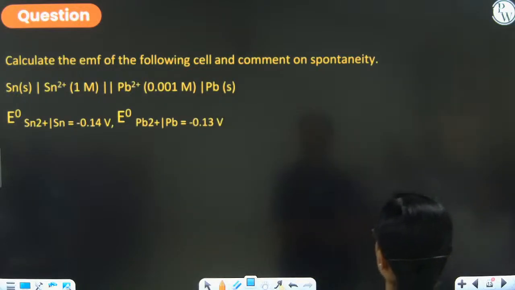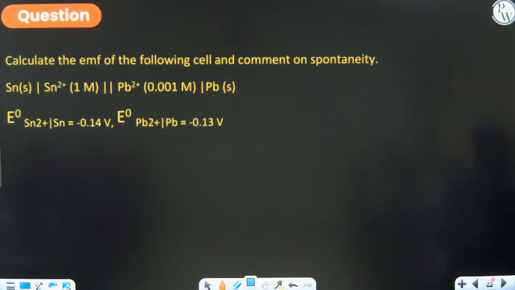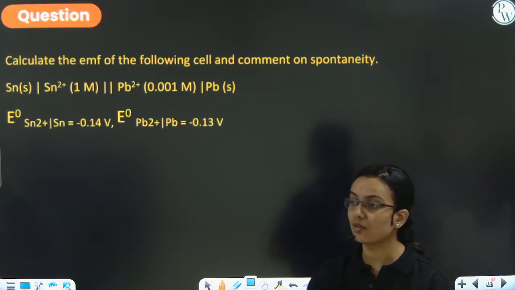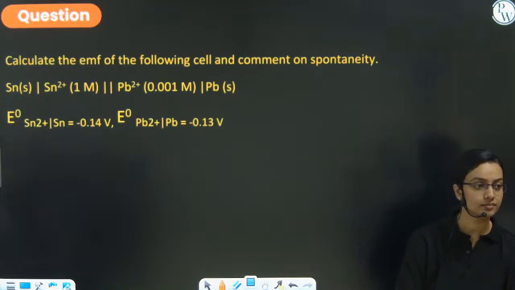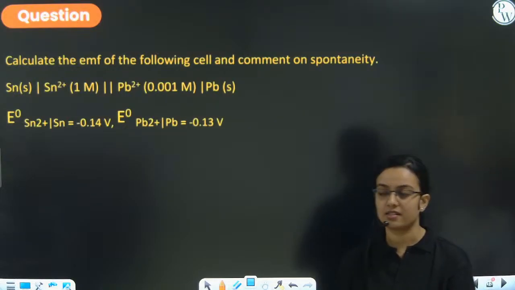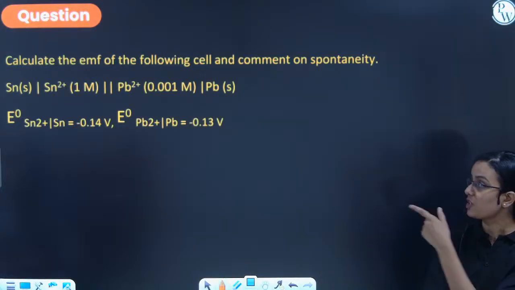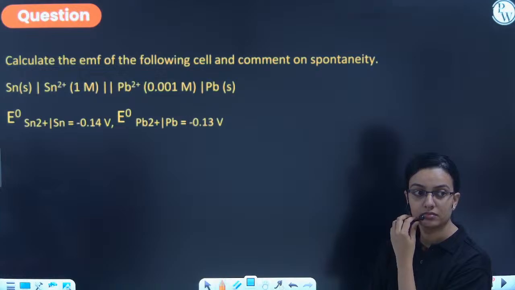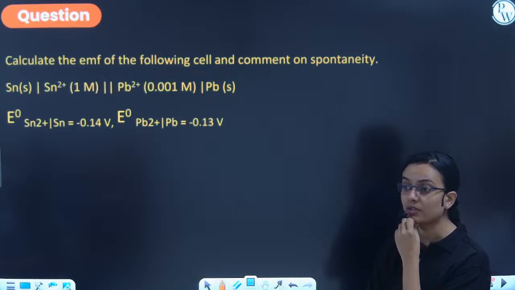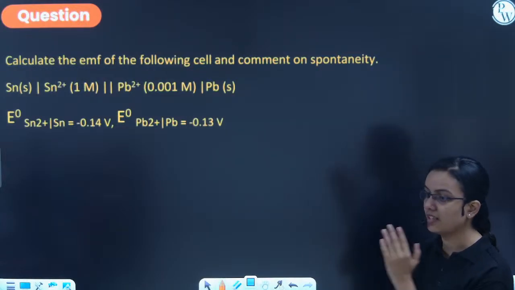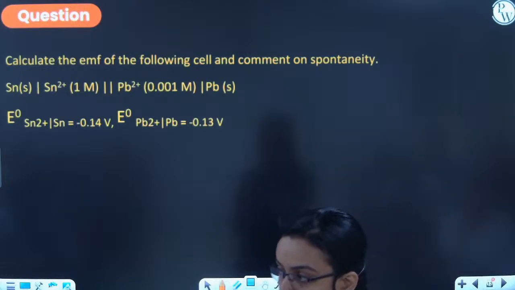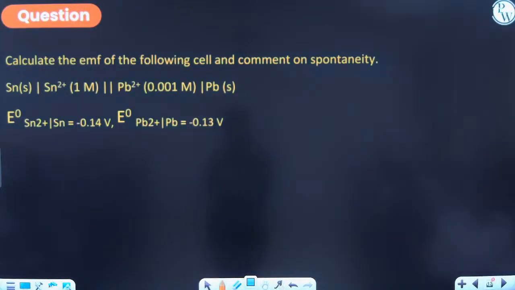First of all what you will do, cell दिया है, representation दिया है, electrode potentials are given. First thing what you will do is, yes, write the net cell reaction. Which part is anode? Which part is anode? Left side, Sn wala part. Write reactions. For writing Q part, you should know the net cell reaction. Means products and reactants you should know.